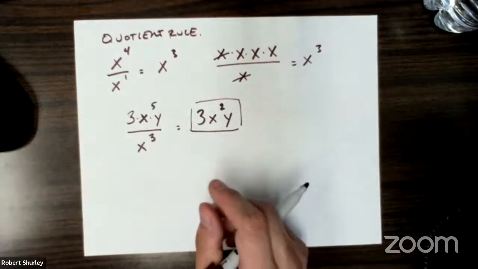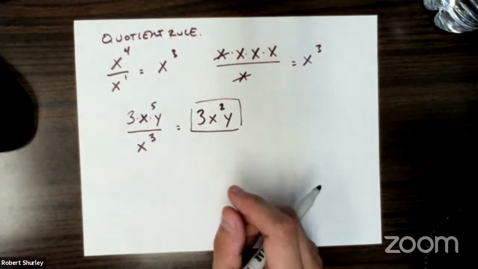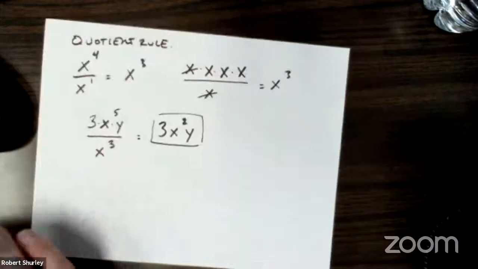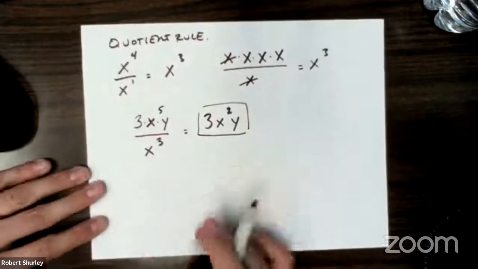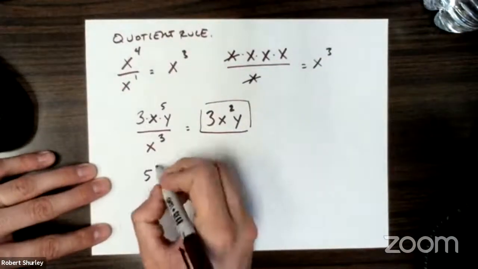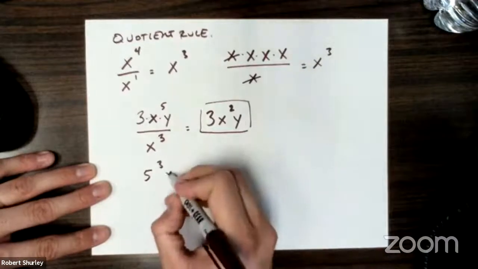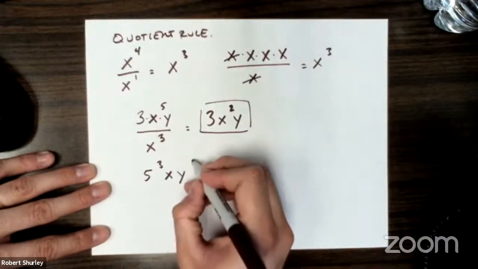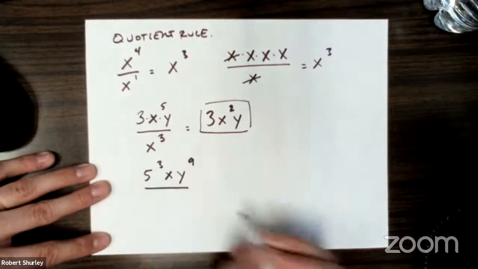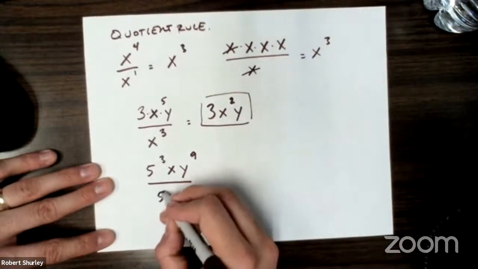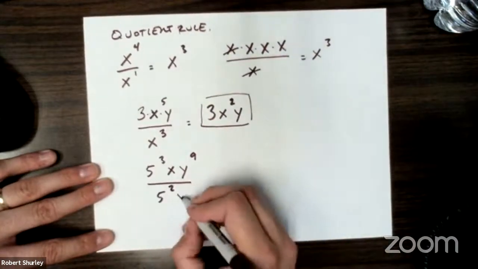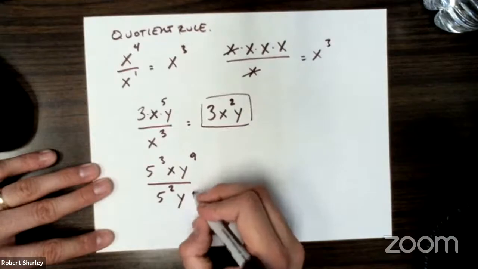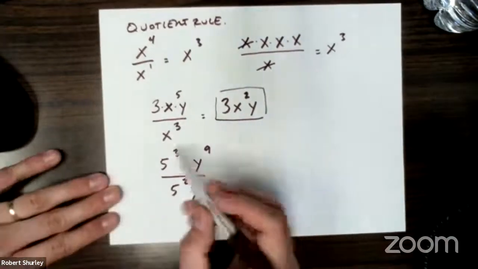So nothing repeats. So we're good to go. Okay, so let's look at another one. Let's do one with some numbers here. Let's say I had 5 cubed x y to the 9th over 5 squared y. Okay, this is the next one.